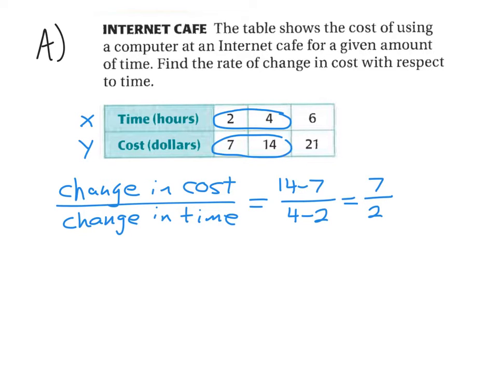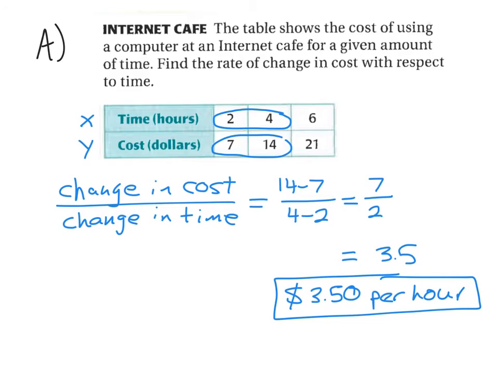So here we have our rate of change, 7 over 2. So it goes up $7 every 2 hours. So this is one way we can write our answer. And another way we could write our answer is as a decimal. 7 over 2 is the same as 3.5. And since we took dollars divided by hours, this is $3.50 per hour. And that is our rate of change.